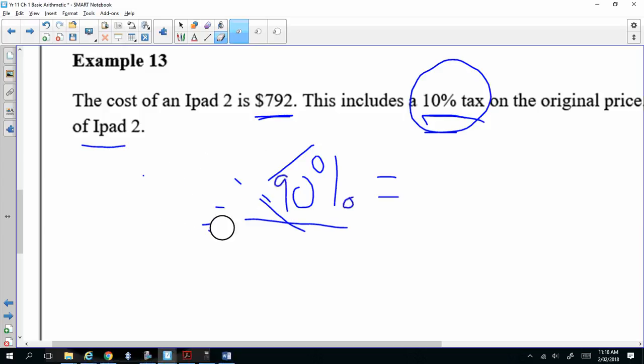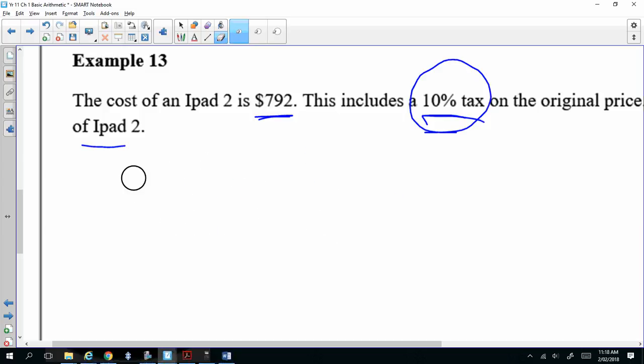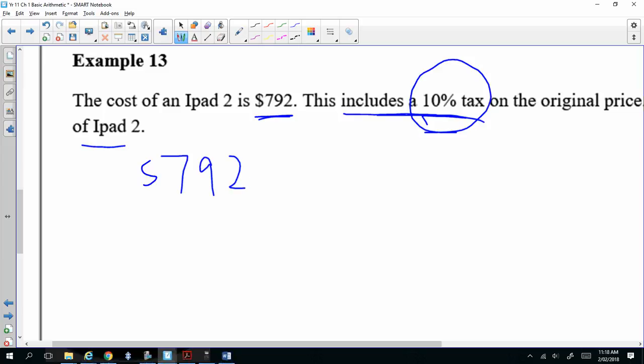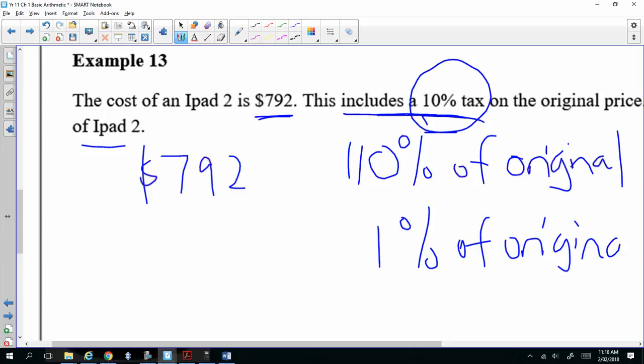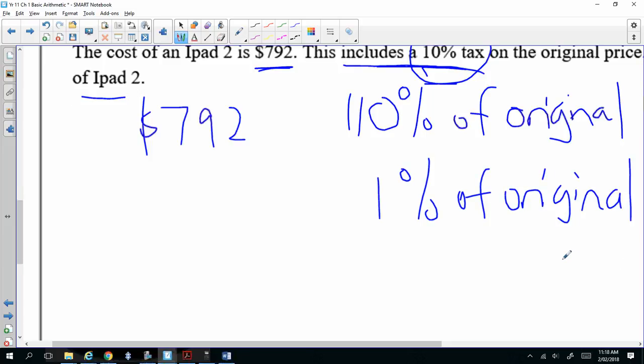So what we do is, we have to use what we call the unitary method. So because that includes the 10% tax, the $792 is actually 110% of original, right? So if it's 110% of the original, we have to work out the 1% of original. Okay? So to get 1%, you just have to divide 792 by 110. But you don't have to do that yet. Just write down 1% is this.